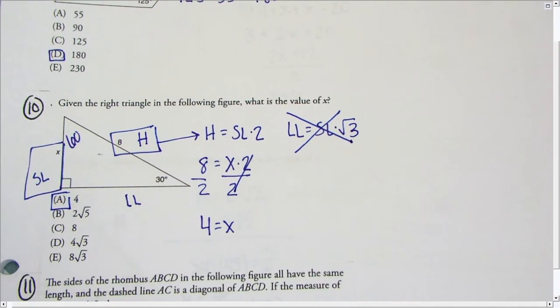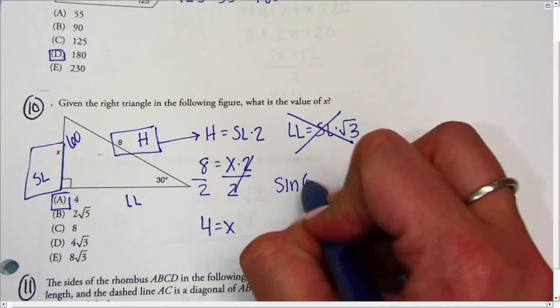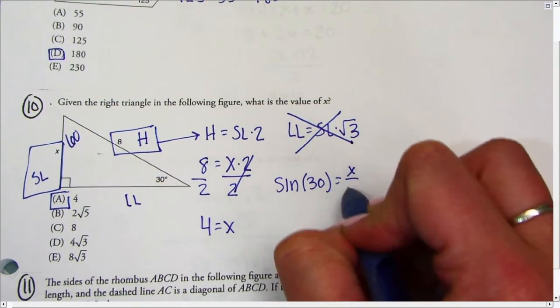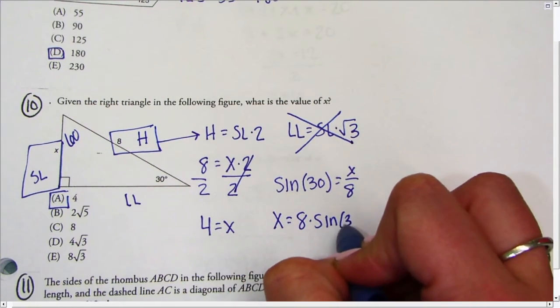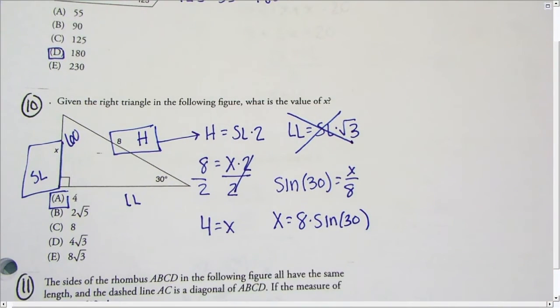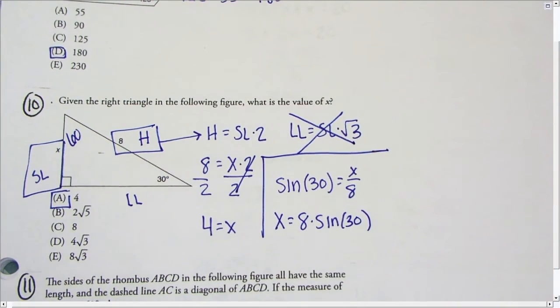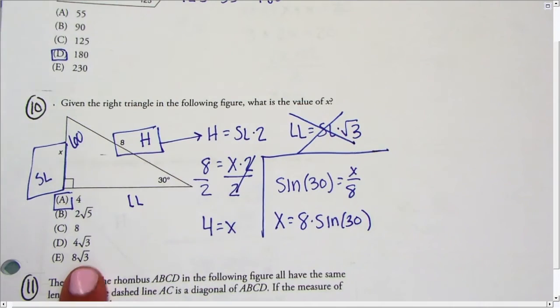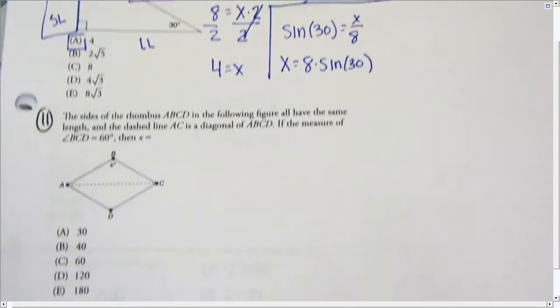Now, yes, you could do trig if you really wanted to. You could have done sine of 30 equals x over 8. So your x value would be 8 times sine of 30. You can do trig on here if you want to. But just know if your answer is not a nice whole number like this answer, you'll have to change all your answers to decimals. All right, last one.